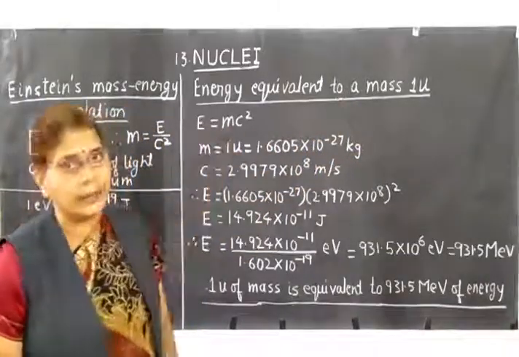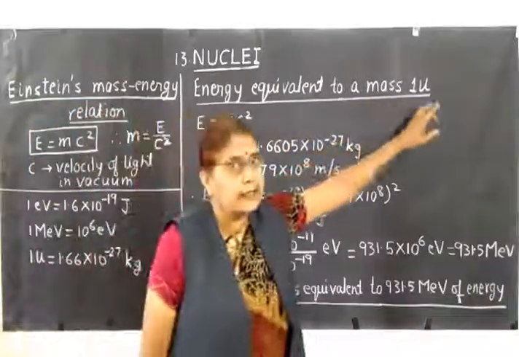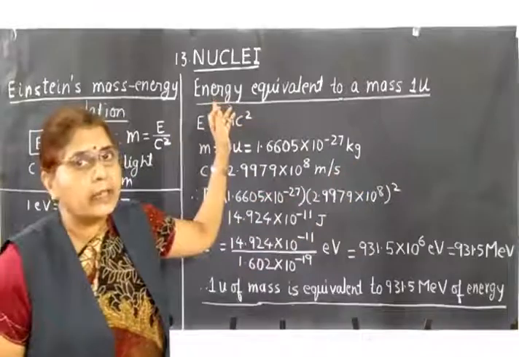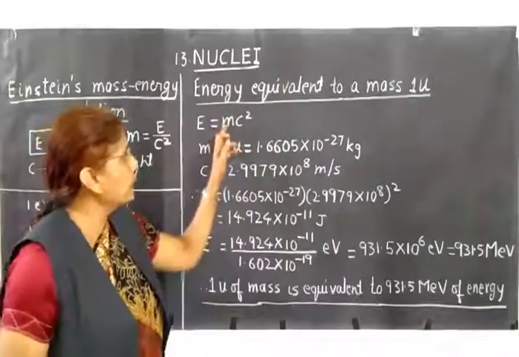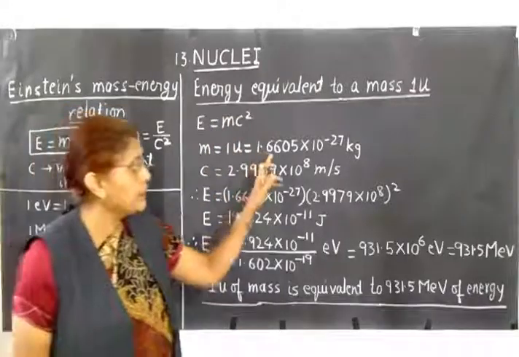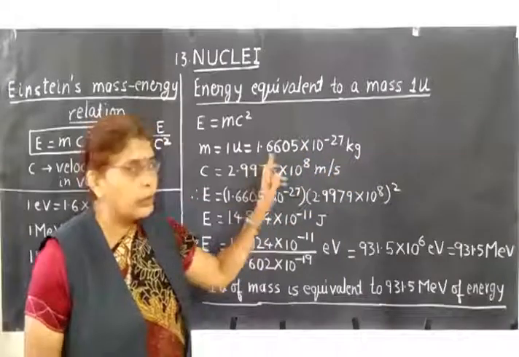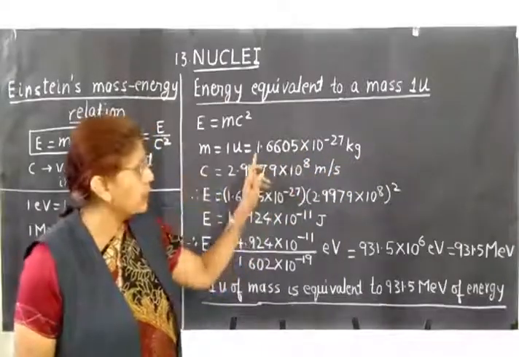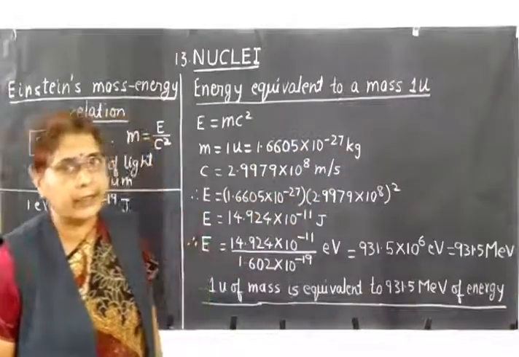E equals mc square. So here mass is given. What is the mass? Mass is 1 U and you have to find out the energy equivalent to a mass 1 U. So let us put mass m as 1 U. We shall write in kg. It is 1.66 into 10 raised to minus 27. I have taken it up to 4 digits for accuracy, so it is 1.6605 into 10 raised to minus 27 kg.